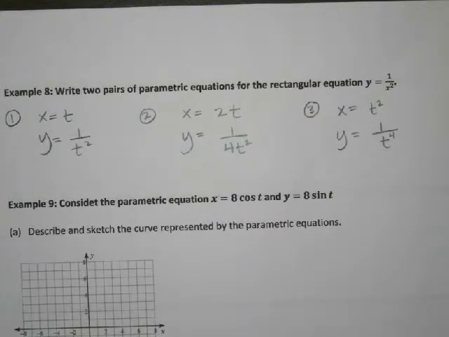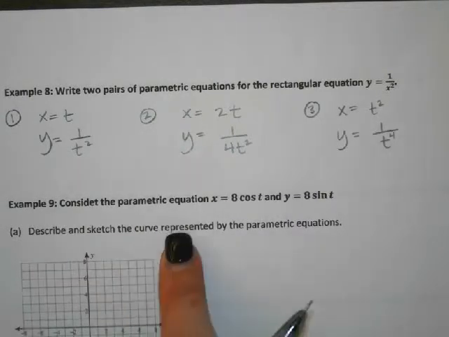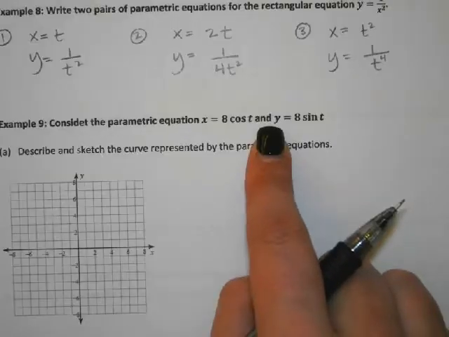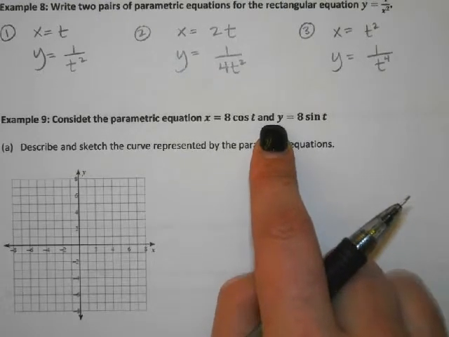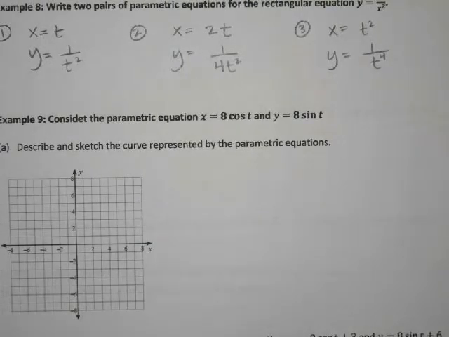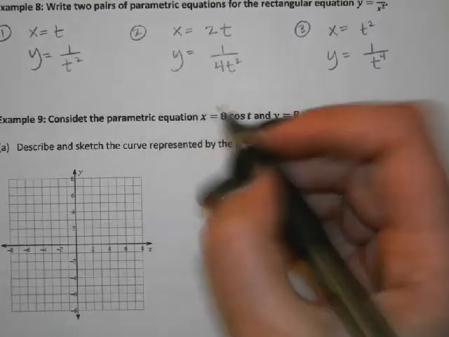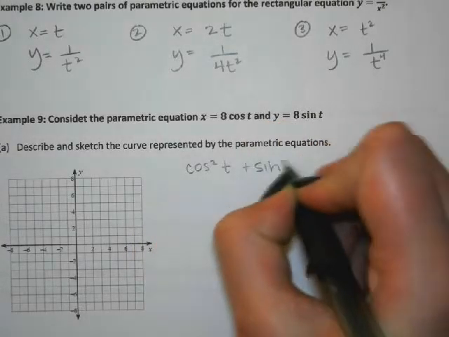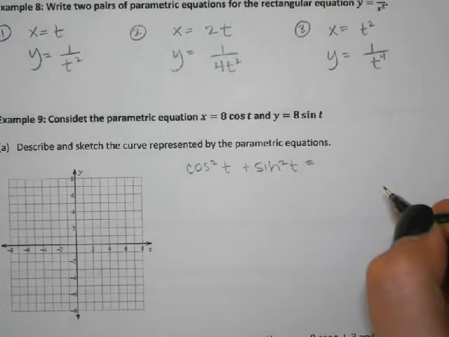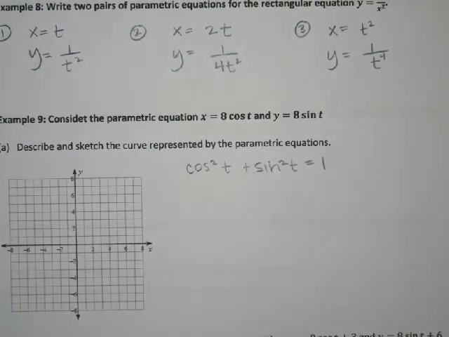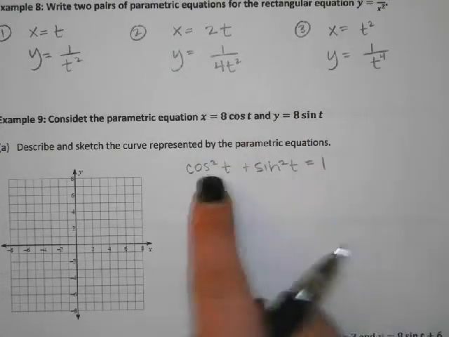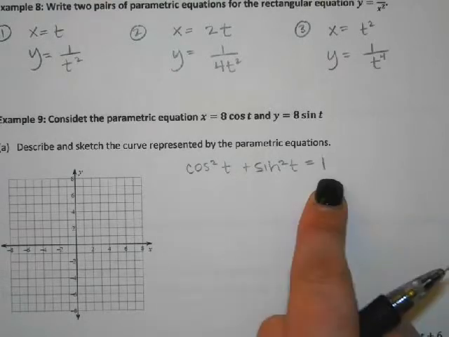All right, so here we're going to consider the parametric equation x equals 8 cos t and y equals 8 sine t. So one thing that we're going to remember is the Pythagorean identity that has to do with sine and cos. Do you guys remember what that is? Cos squared t plus sine squared t equals 1. Okay, so we're going to use this to do some substitutions and see if we can come up with another equation.